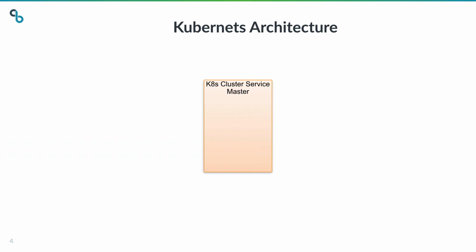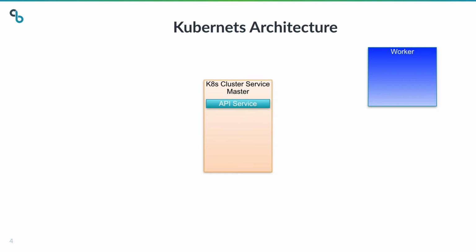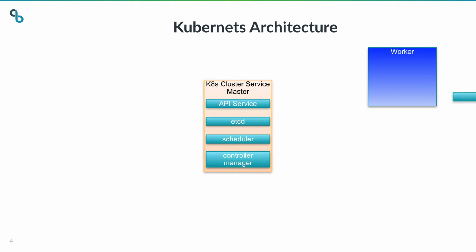So there are two kinds of nodes within Kubernetes: the master node and the worker node. On the master node, you have what are called the Kubernetes cluster services. There's the API service. There's etcd, which is a name-value pair database that will store the metadata for our cluster. There's the scheduler that will schedule our work. And then there's a control manager, which manages the workers, working in conjunction with the scheduler.